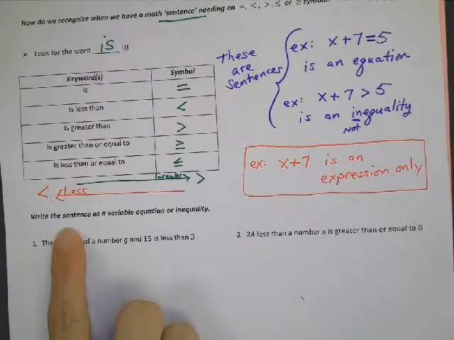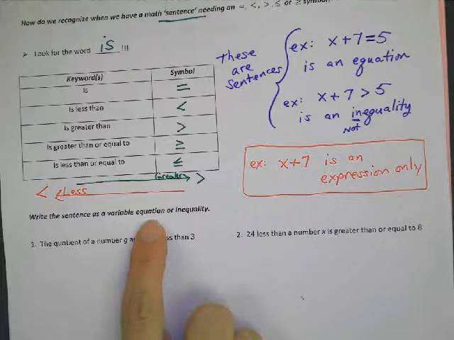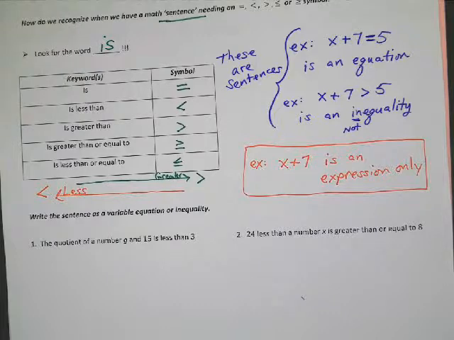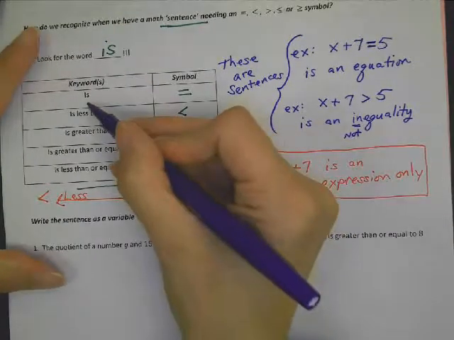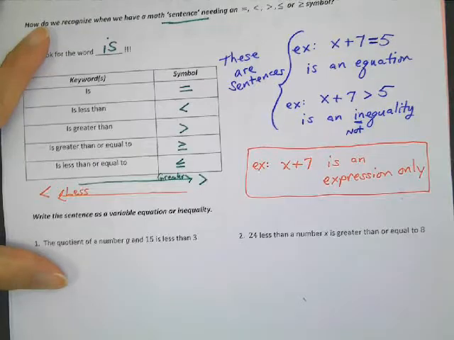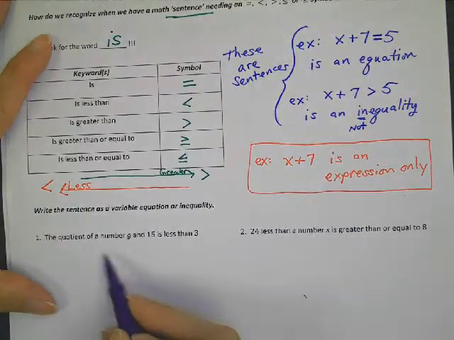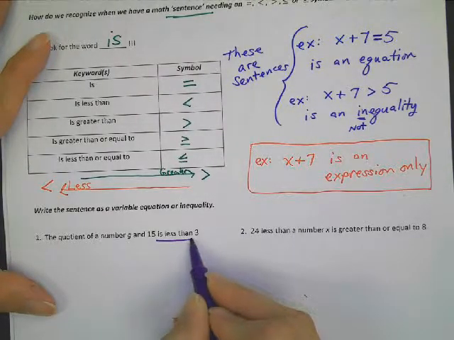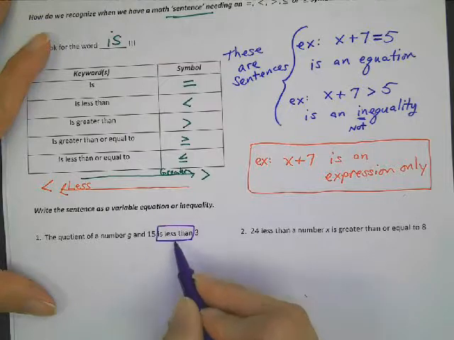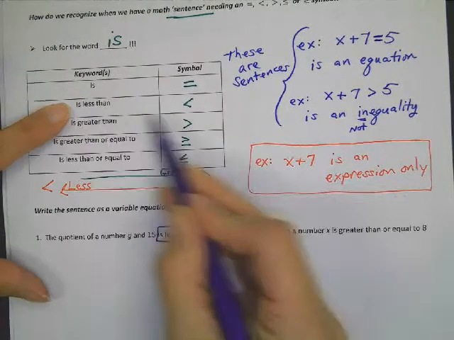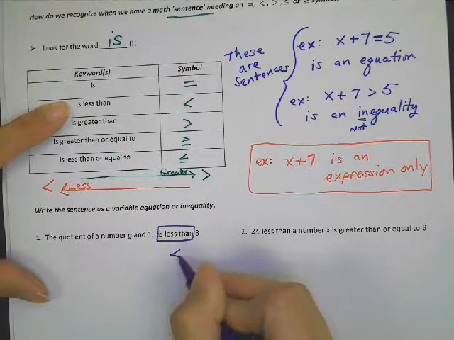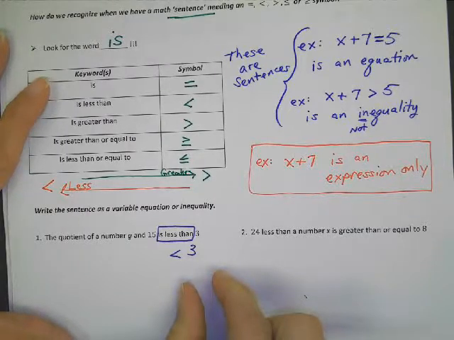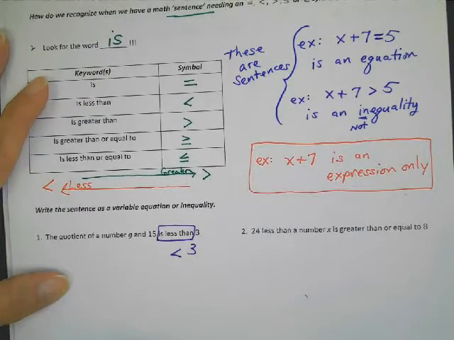Okay, we're going to write the sentence as a variable equation or inequality. So we have to use one of these symbols here. Okay, so we have to look for the word is. Okay, the quotient of a number g and 5 is less than. Okay, is less than is that symbol right there, is less than 3. So I have the right side of the inequality. I need the left side.